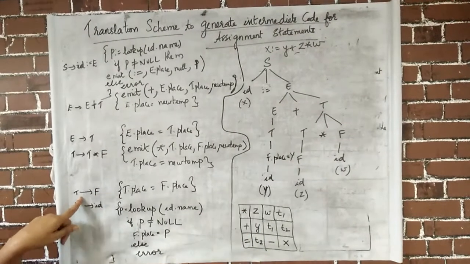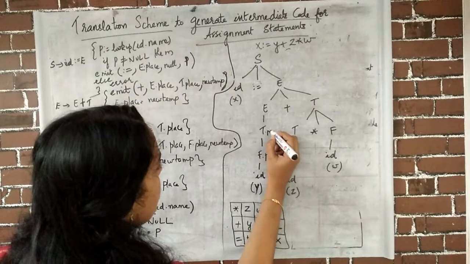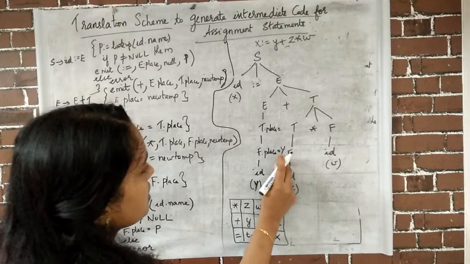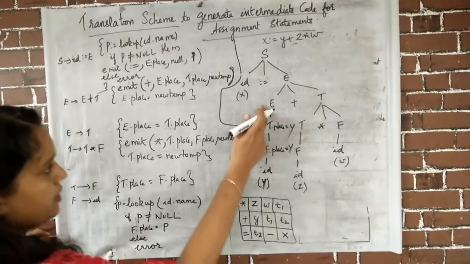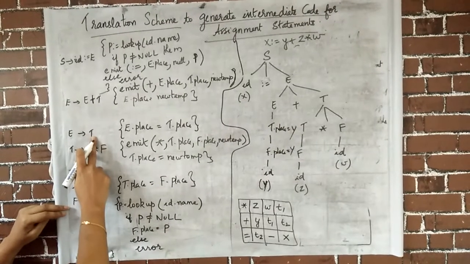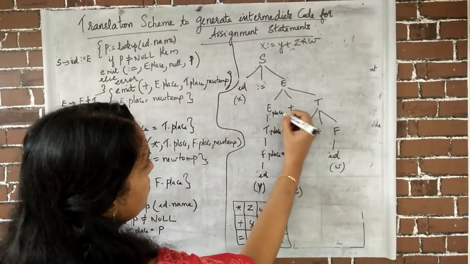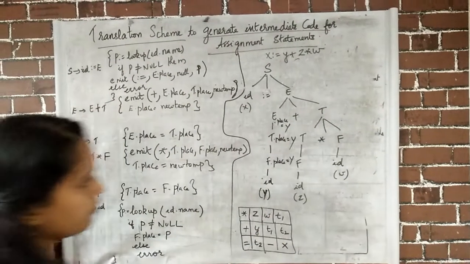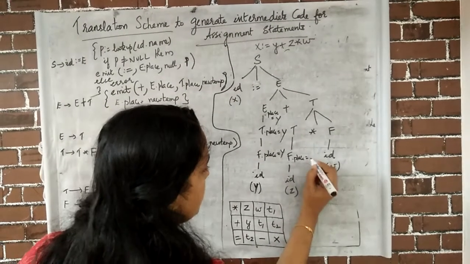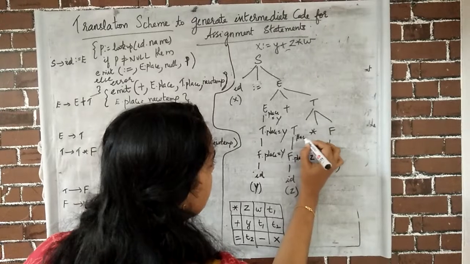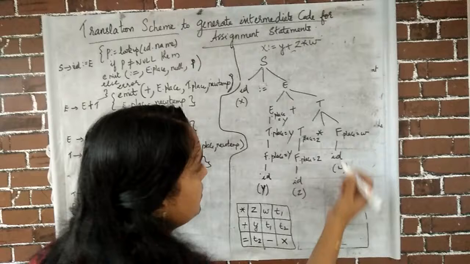Again, F is being reduced to T. Whenever F is reduced to T, T produces F, T dot place is equal to F dot place. So F dot place has the value Y. Again, T is being reduced to E. So E produces T, E dot place is equal to T dot place, which means it is actually equal to Y. Again here also the same thing. F dot place is equal to Z. Again T dot place is equal to Z. Here also F dot place is equal to W, right?